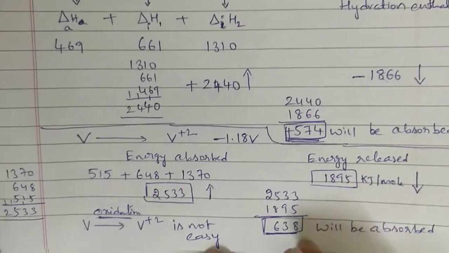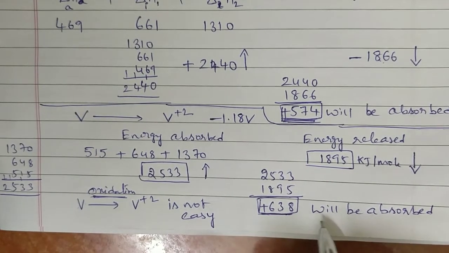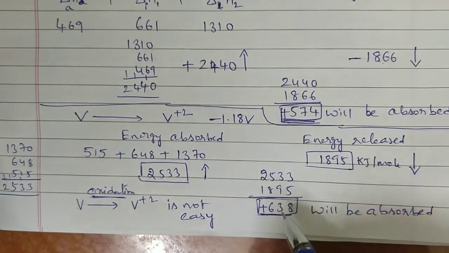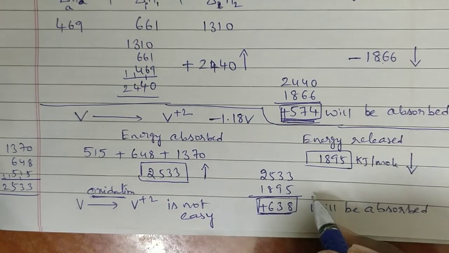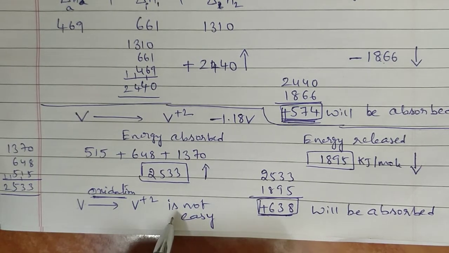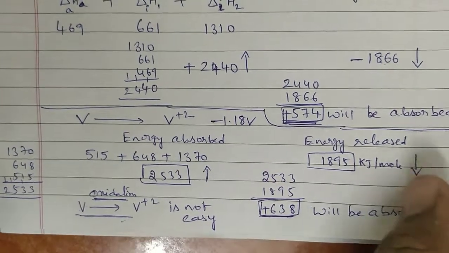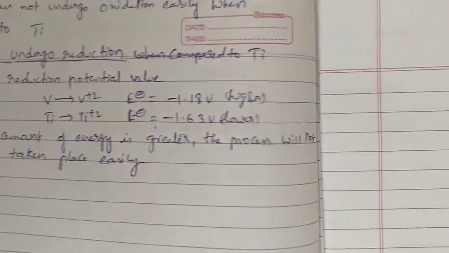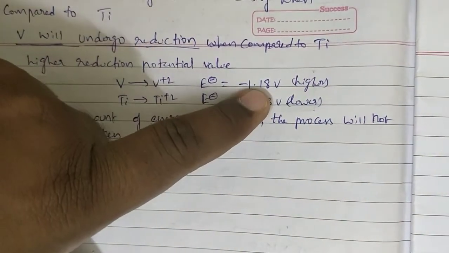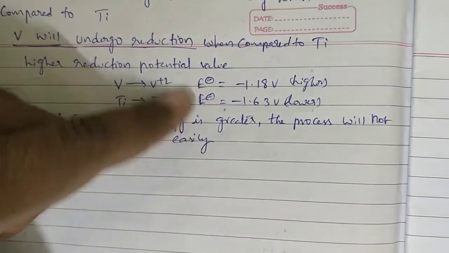In the same way, I have worked out vanadium conversion also. In vanadium conversion, I got plus 638, meaning that amount of energy will be absorbed. From this, what we can conclude: the process which requires a high amount of energy cannot take place easily. So vanadium to V plus 2 is not easy when compared to titanium to Ti plus 2. That means vanadium will not undergo oxidation easily. Then it should undergo reduction easily. By using E0 values also, we got the same conclusion. Titanium and vanadium, which has higher value? Vanadium, it will undergo reduction easily. Titanium, lower value, will undergo oxidation easily when compared to these two metals.